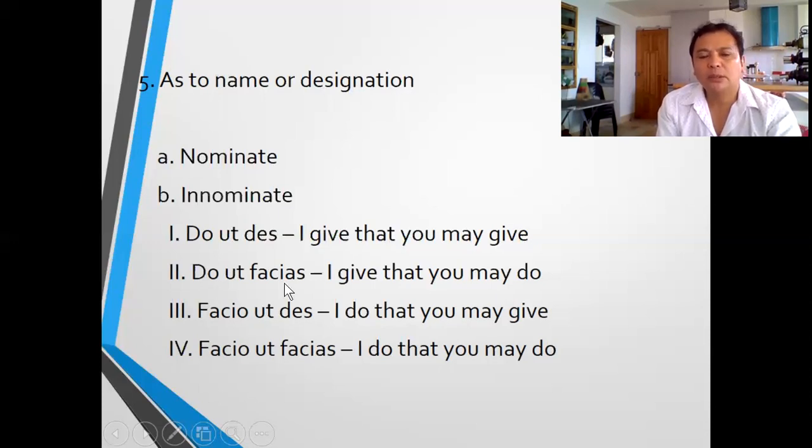The second is still innominate. I will give you my iPhone 10, provided you will paint my car. That is do ut facias. An example of facio ut des: I will paint your car if you will give me your MacBook. I'll do that you may give. And then facio ut facias, I will do that you may do. So I will paint your car provided that you will bake me a cake on my wedding party. So that's an example of facio ut facias.